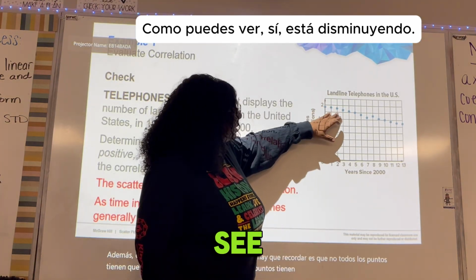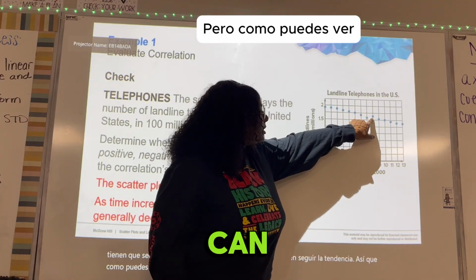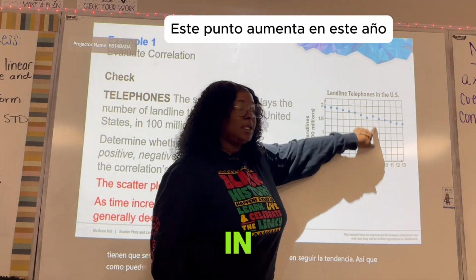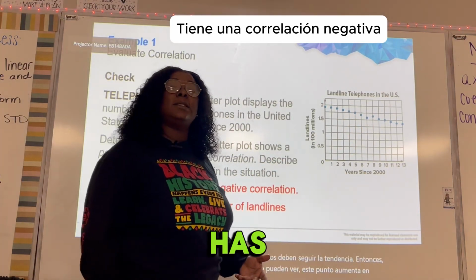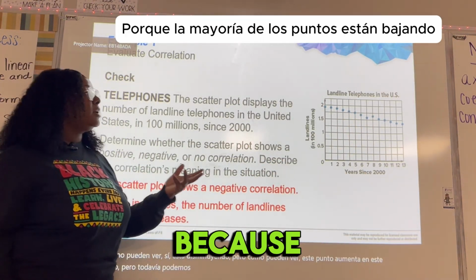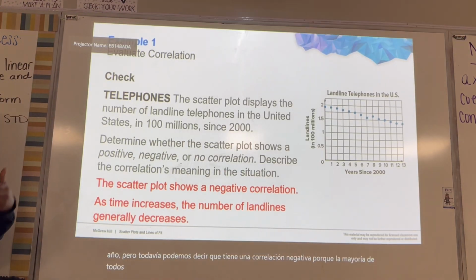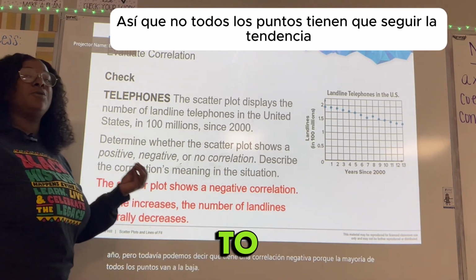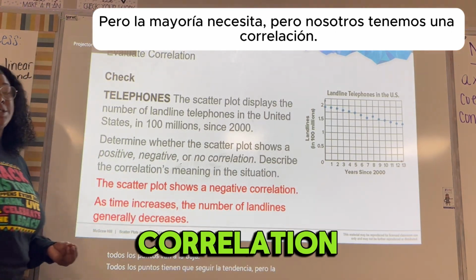Majority of the points need to follow the trend. So as you can see, yes, it is decreasing, but this point increased in this 1 year. But we can still say that it has a negative correlation because majority of all the points are going down. So not all points have to follow the trend, but majority needs to for us to have a correlation.